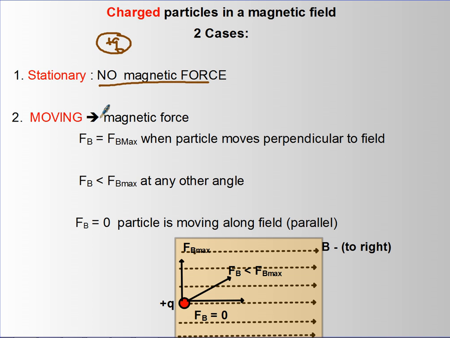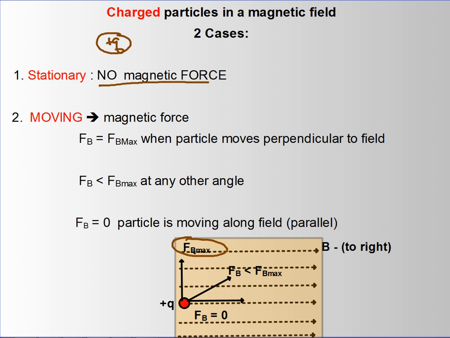Simple. But if it's moving, then there's going to be a magnetic force. So say we have a magnetic field going to the right. If the charge is moving perpendicular to the field, then the force is going to be a maximum. If it is moving with the magnetic field, then there is zero force. And if it's between, taking off at an angle, then the magnetic force is going to be somewhere between the maximum and zero.